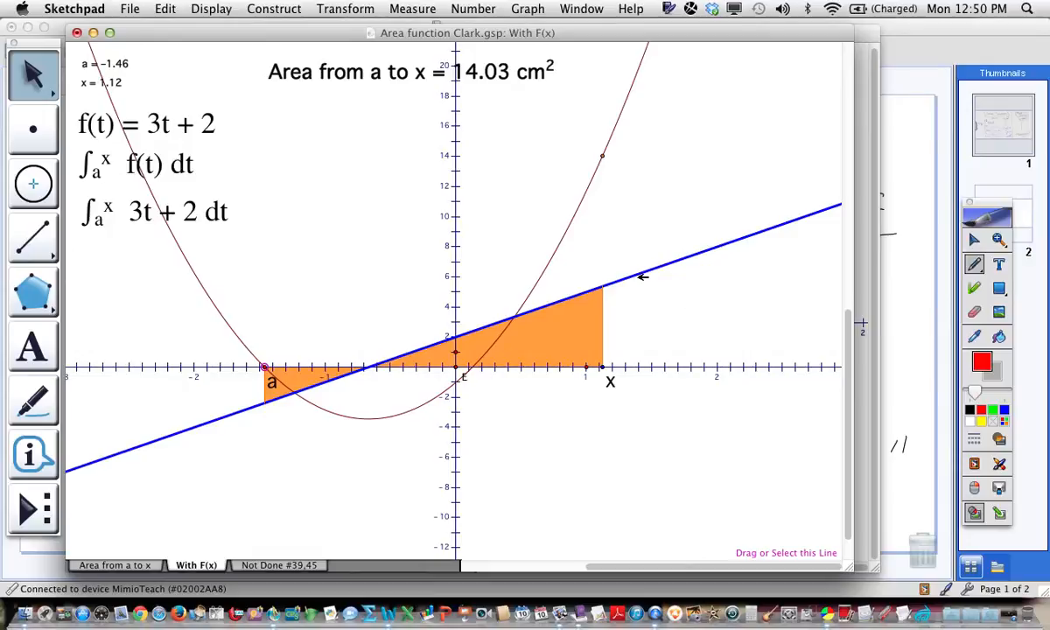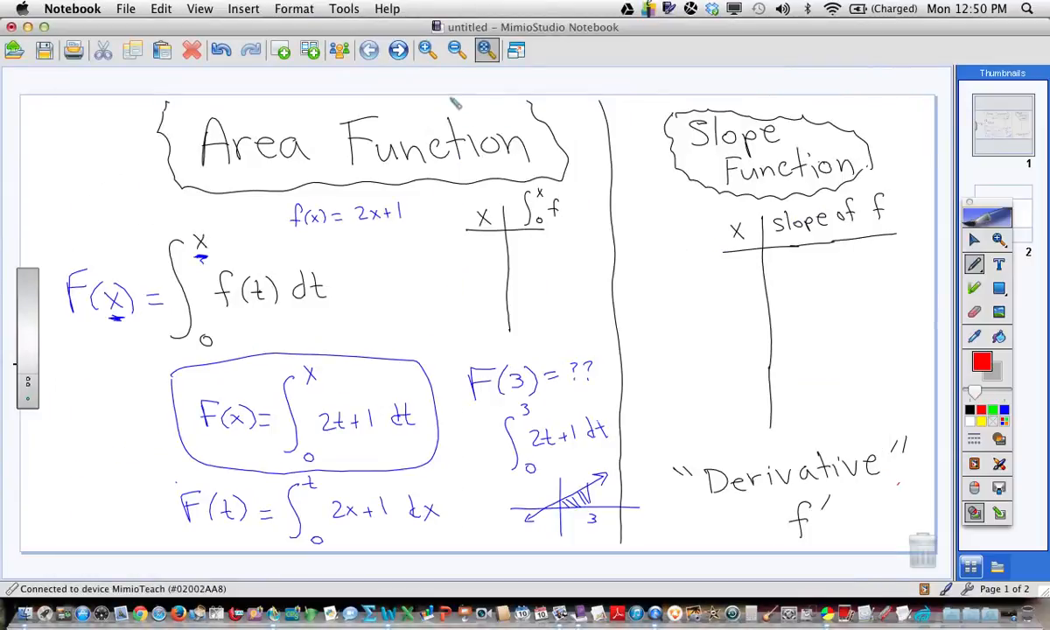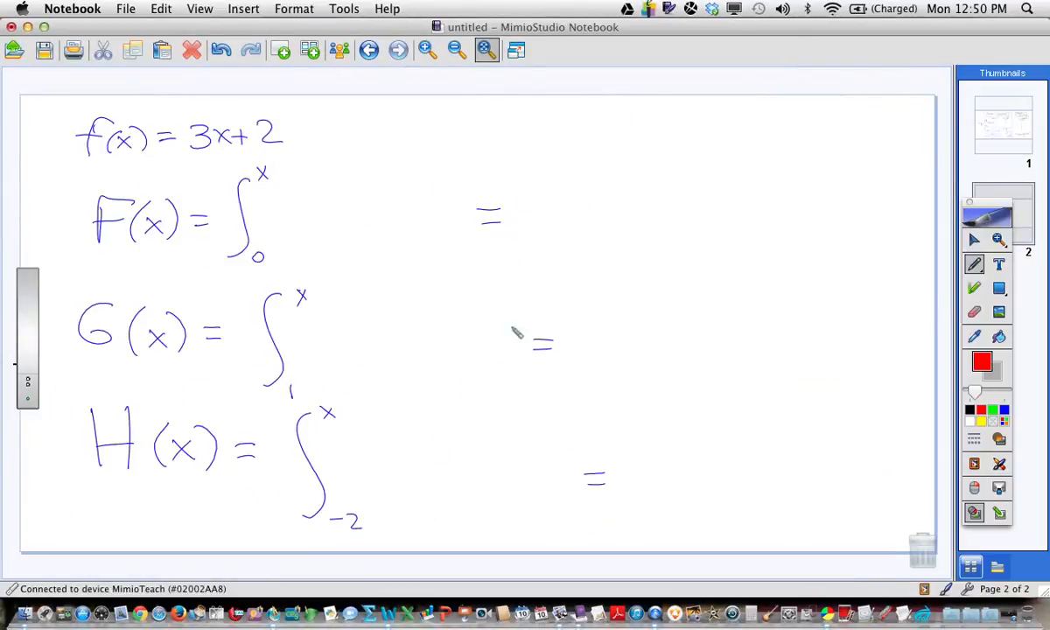The left endpoint is the plus C. The area function as a whole is the antiderivative of the function inside, the function you're doing the area under. So let's go to some problems we're going to work out here.